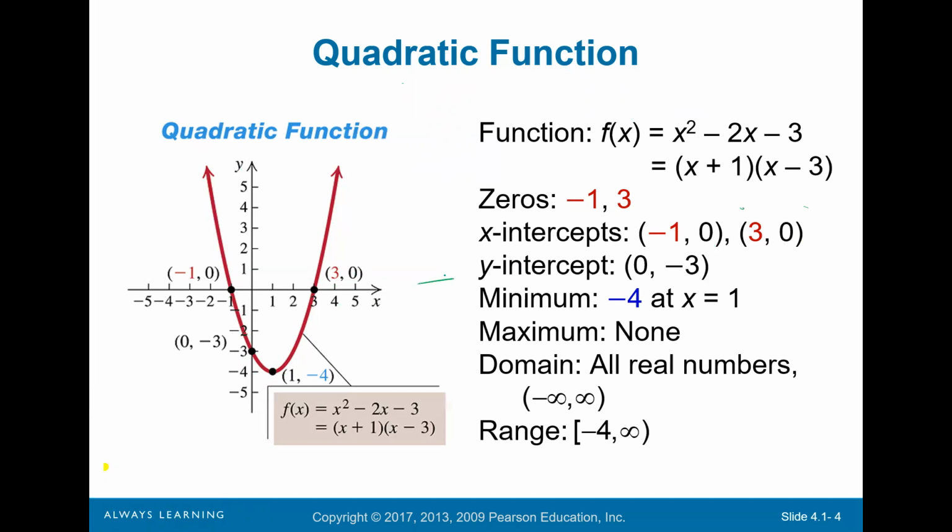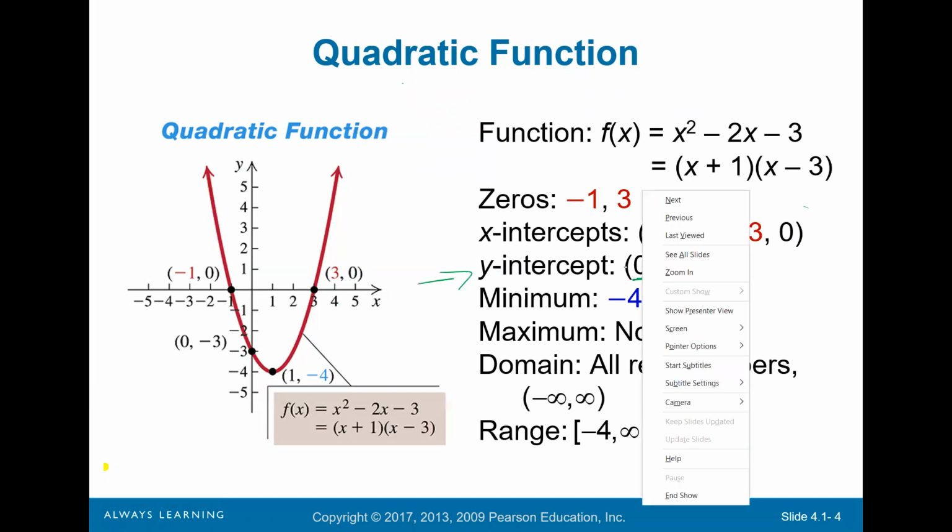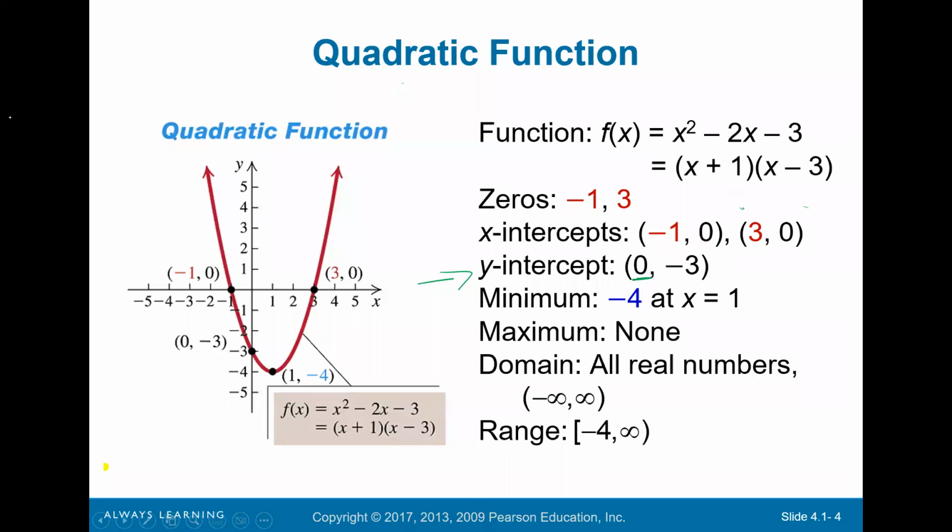In order to figure out what the y-intercept is, I know x is going to be 0. I know that. So what I'm going to do is take this function, and everywhere I see x, I'm going to plug in 0. And what happens? 0 squared is 0. -2 times 0 is 0. Leaves me with -3. So that's how we got our ordered pair, 0, -3. You come over here and plot it right there.